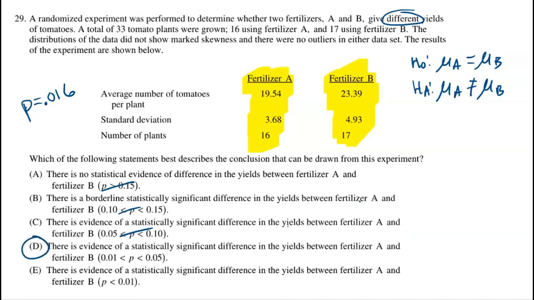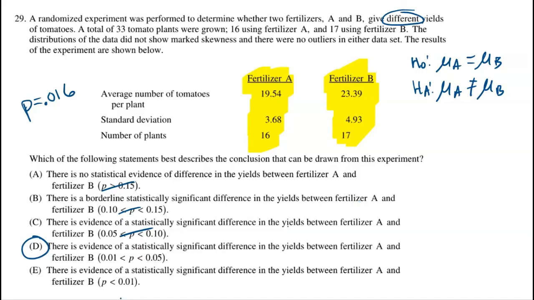Now, what does that mean? That means there is evidence of a statistically significant difference in the yields between fertilizer A and fertilizer B. So at the 5% level, I would reject the null. I would say that there is a statistically significant difference in the yields between fertilizer A and fertilizer B because I'm less than 5%, but I'm not less than 0.01. So at the 5% level, I would definitely reject the null.